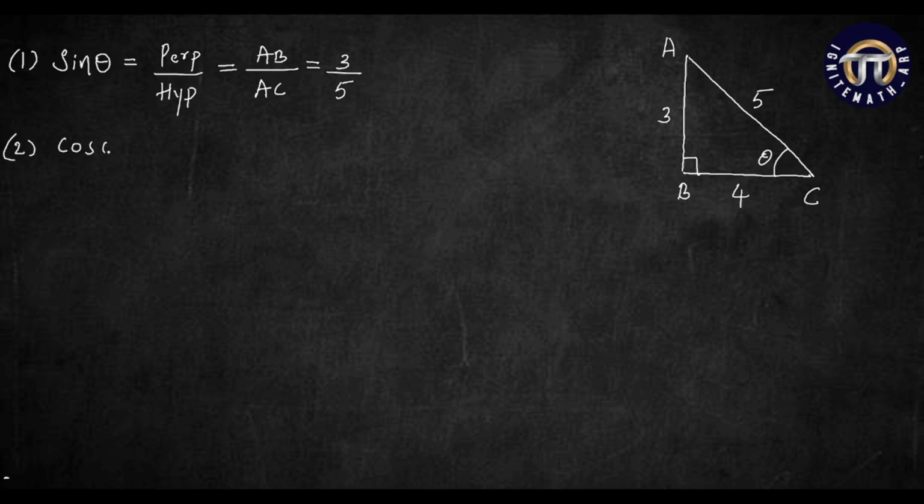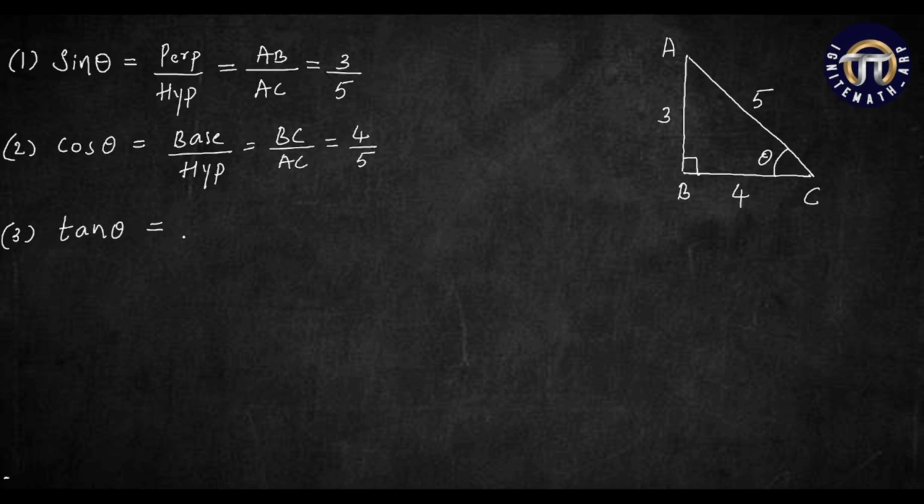Next one is cosine theta. In short, I can call it cos theta. The definition of cos theta is base by hypotenuse. For this angle theta, the base is BC. So I can write this as BC divided by AC, which is equal to 4 by 5. And the third one is tan theta. Tan theta is perpendicular divided by base.